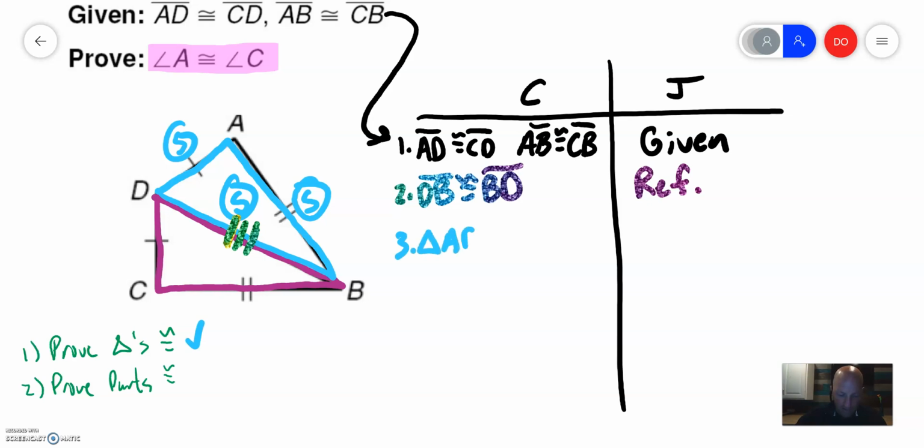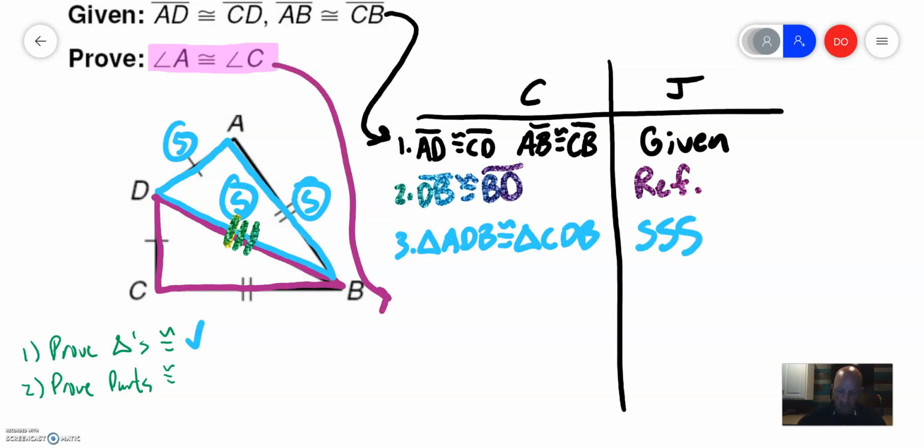Triangle ADB is congruent to triangle CDB because of side, side, side. And then in the end, since the triangles are congruent, then I can start talking about their parts, and we always want to finish with what we were trying to prove. So my last conclusion will be angle A is congruent to angle C, and the reason for that being, since we have congruent triangles, corresponding parts of congruent triangles are congruent.